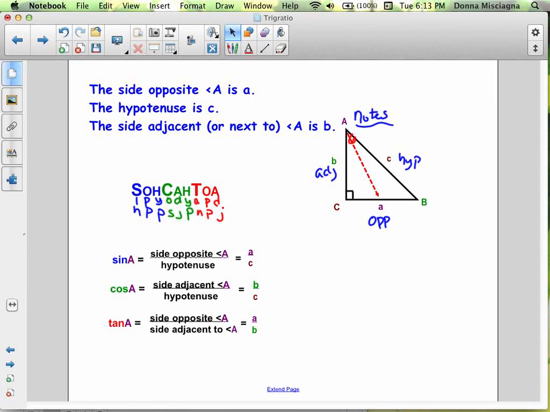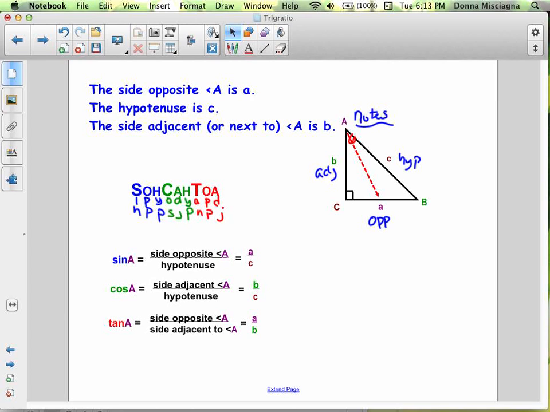So now I'm going to give you a little handy device to help you remember the trig ratios, and that is SOHCAHTOA. So say it with me, SOHCAHTOA. I'm going to make you say it in class too. SOHCAHTOA. So, sine is opposite over hypotenuse. Cosine is adjacent over hypotenuse. And TOA, tangent, is opposite over adjacent.